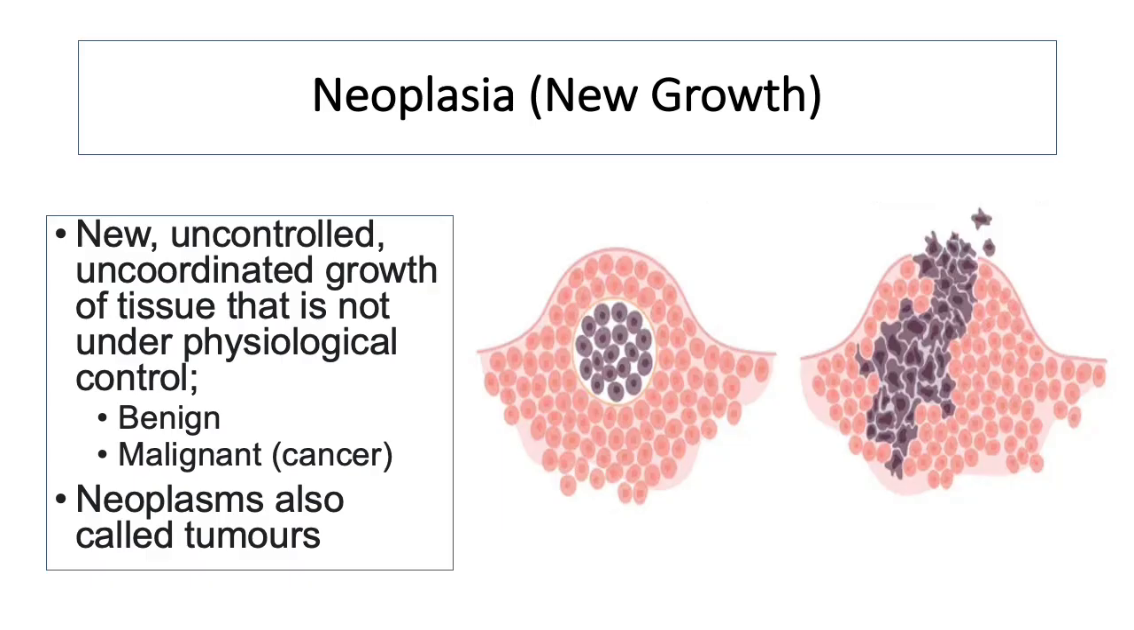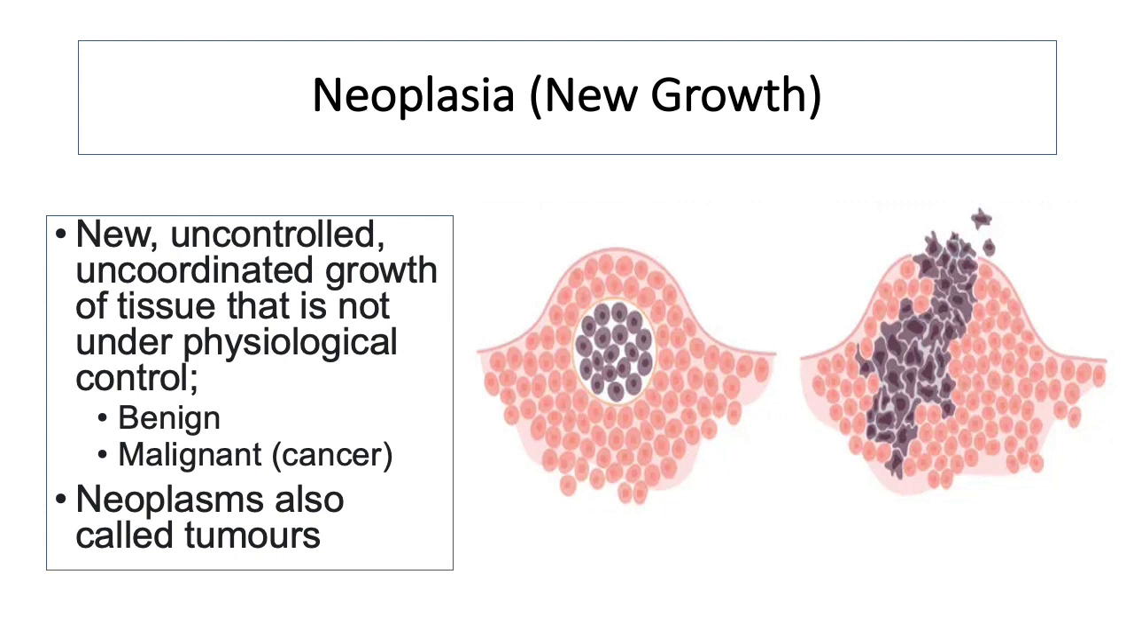So moving right on. I want to start by defining the word neoplasia. The word neoplasia is a compound word with neo and plasia, and put simply, neoplasia means a new growth. Within the context of pathophysiology, neoplasia would be a new, uncontrolled, uncoordinated growth of tissue that is not under any physiological control. Neoplasia can be benign or malignant. When a neoplasia is said to be malignant, then it is cancerous. But we shall talk a bit more about these terms benign and malignant.